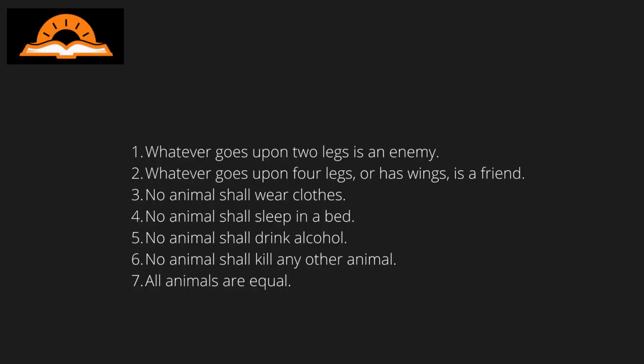Eventually the rebellion is carried out surprisingly easily. Mr. Jones is exiled from the farm, and the animals decide to change the name of the farm into Animal Farm, and they write 7 commandments down on the wall in the barn, which go: whatever goes upon 2 legs is an enemy, whatever goes upon 4 legs or has wings is a friend, no animal shall wear clothes, no animal shall sleep in a bed, no animal shall drink alcohol, no animal shall kill any other animal, and all animals are equal. Although many animals could not really understand all of these commandments, the farm was actually being run surprisingly well and effectively.